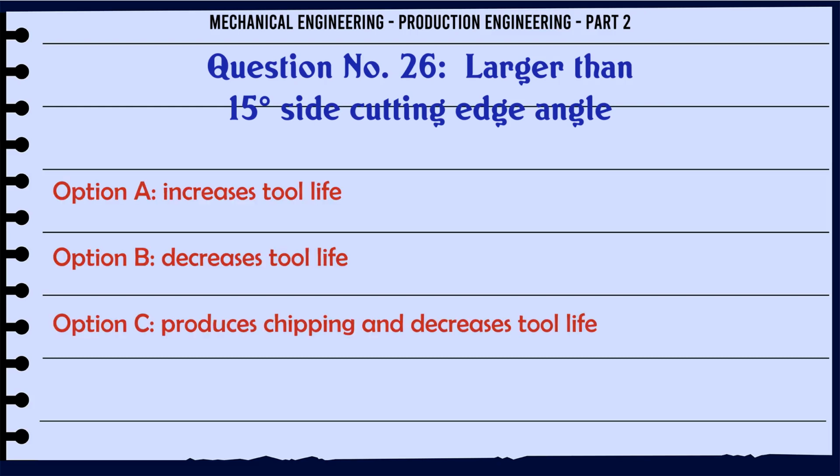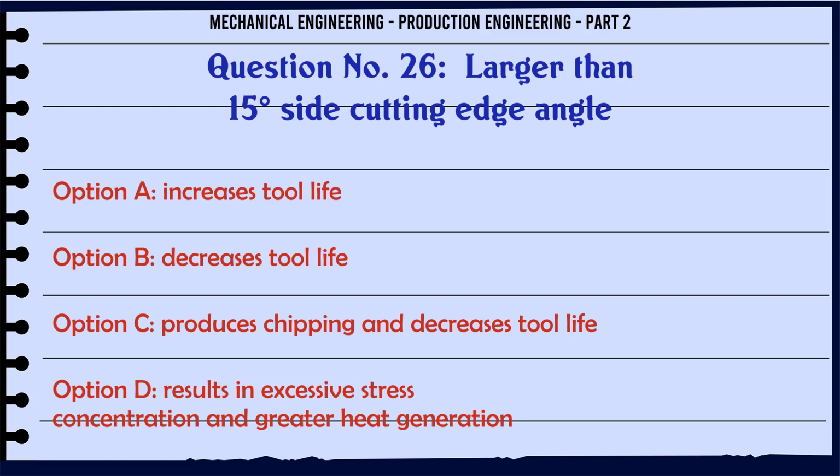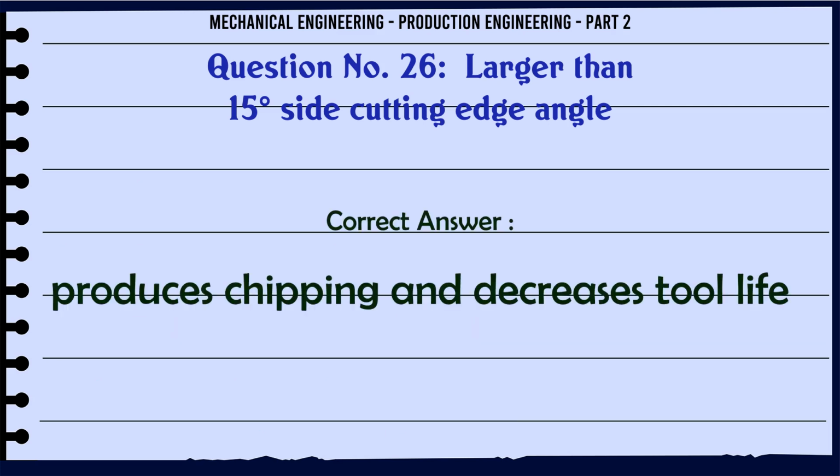A. Increases tool life. B. Decreases tool life. C. Produces chipping and decreases tool life. D. Results in excessive stress concentration and greater heat generation. The correct answer is produces chipping and decreases tool life.